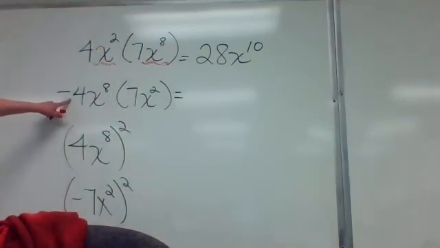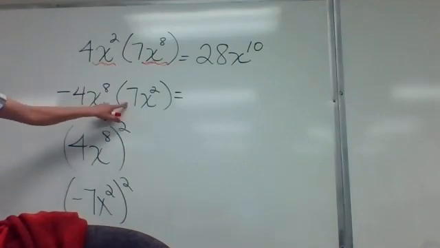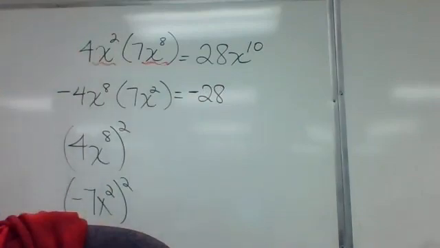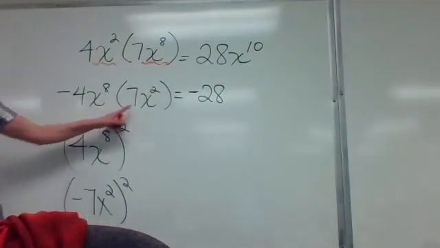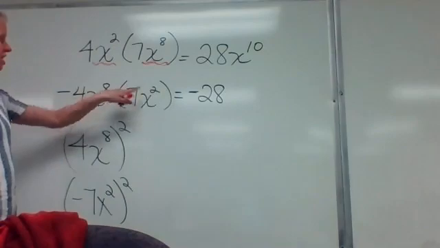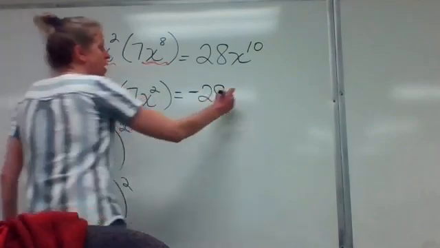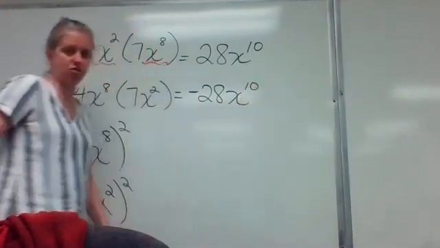The second part of it, negative 4 times 7 gives me negative 28, right? Because I have a negative times a positive. I'm multiplying these x's together, which again means I'm going to add their exponents. So I've got x to the 8th times x squared, which again gives me x to the 10th.